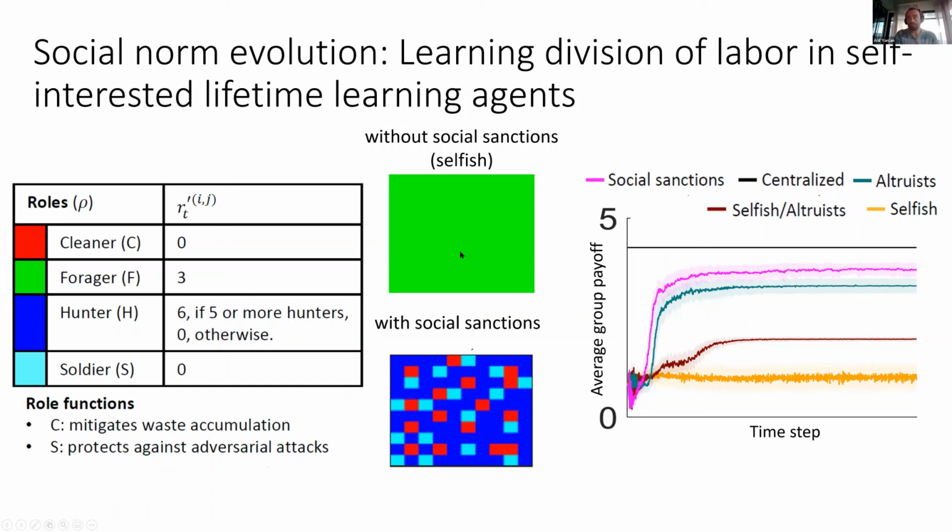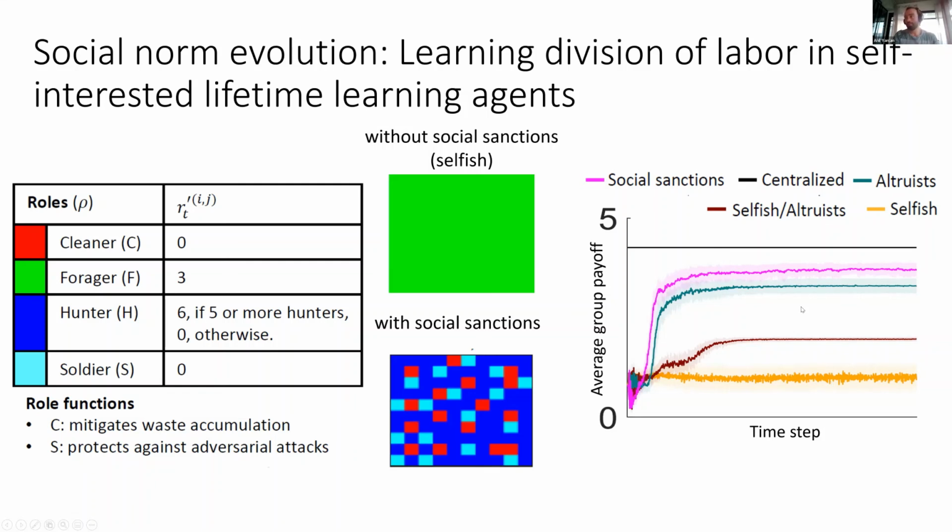On the other hand, we have this learning process. This is time step versus average group payoff. In the case of selfish, shown in yellow, in the beginning maybe they are receiving some good payoffs, but overall, after a certain time, this waste accumulation increases in the environment and there is no protection against adversarial attacks. Basically, they suffer from these two effects and they settle on a very sub-optimum payoff.